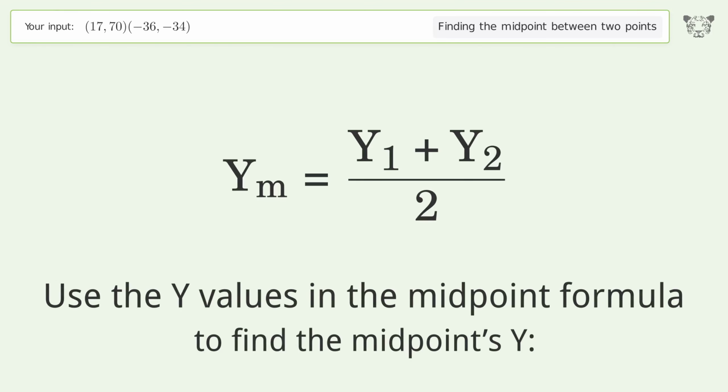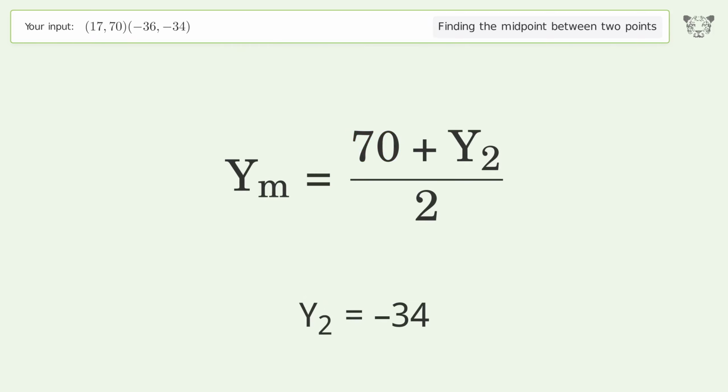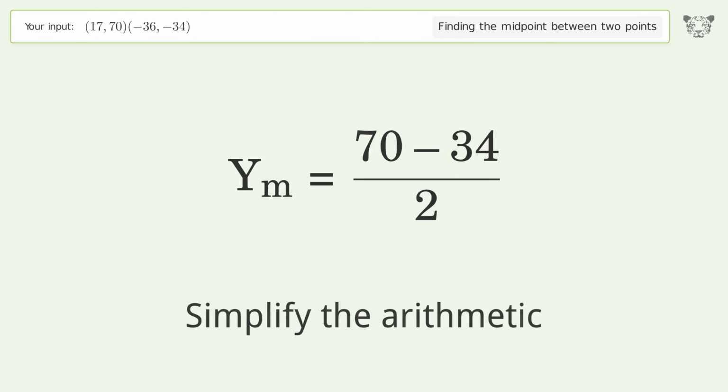Use the y values in the midpoint formula to find the midpoint's y. y1 equals 70. y2 equals negative 34. Simplify the arithmetic.